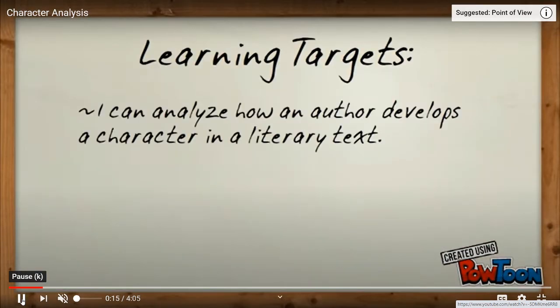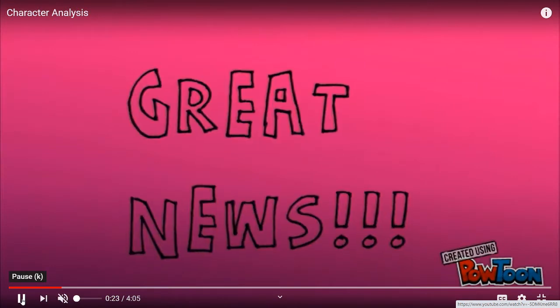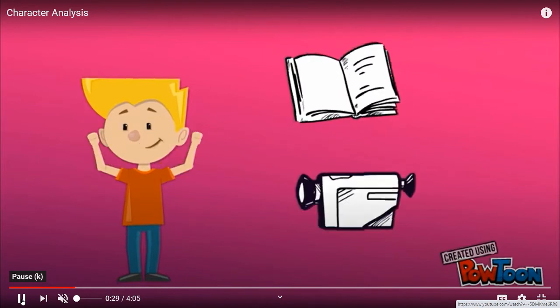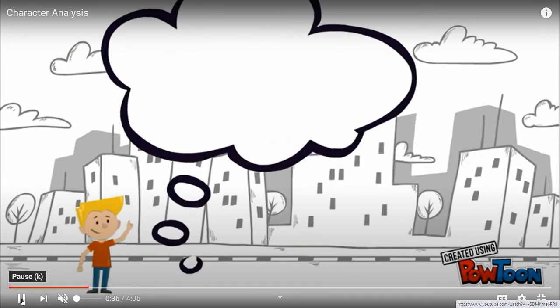So we have to focus on how an author develops a character in a literary text, and we also have to know how the characters interact with each other over the course of the text. So I have great news for you. Do you want to know what the great news is? Okay, I'll tell you. You can do this with books, and you can also do it with films. So here's an example of that.